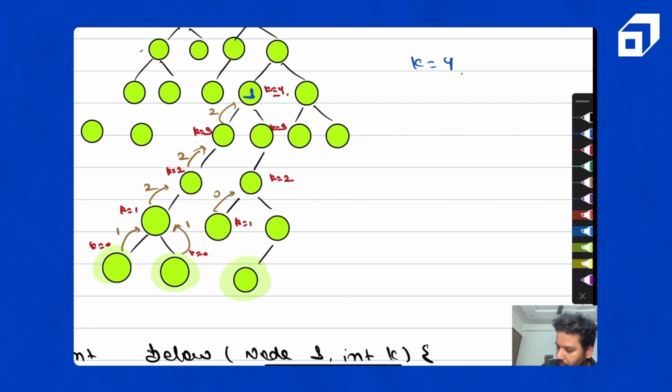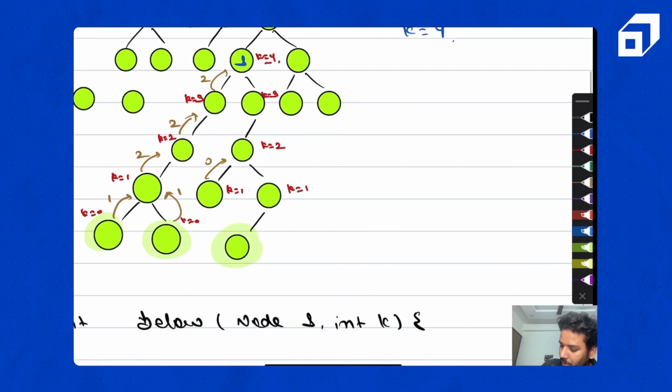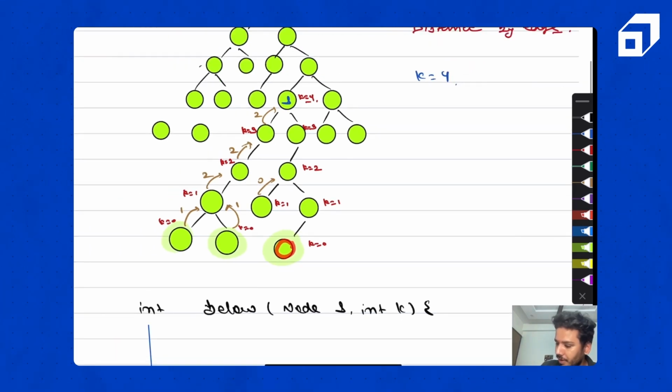Now coming to this node, this will be asked how many nodes do you have at a distance k equal to 1 away below you. This will be asked how many nodes do you have at a distance k equal to 0 below you. K equal to 0 means what? This node will say, okay, you're talking about me, so I'll return 1. This will also return back 1. This node will say, okay, I was asked how many nodes do I have at a distance k equal to 2 below me. Left child said 0, right child said 1, so I'll return overall 1. This node will also return 1.